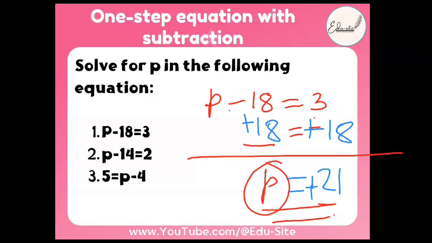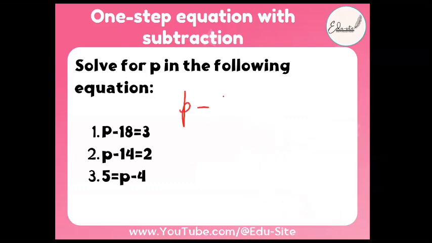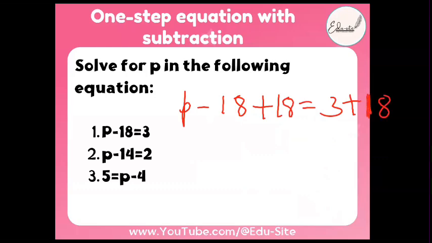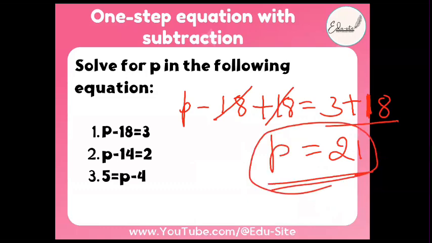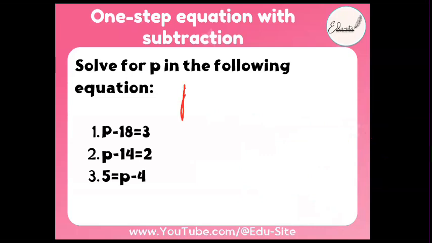So we can also do this in another procedure. P minus 18 is equal to 3. We can just write plus 18 here and plus 18 here on both sides of the equation. If you write same thing on both sides of the equation, then there's no matter in that. So minus 18 plus 18 cancels out. 3 plus 18 gives you 21, and p is left out here. So it is p equals to 21. Excellent. Understood, beta? Okay, I'll give you the next question.